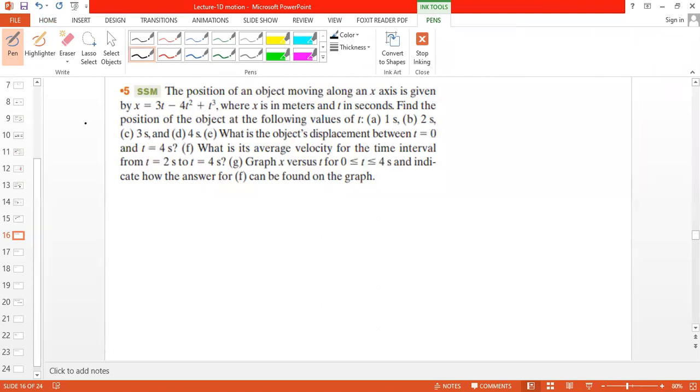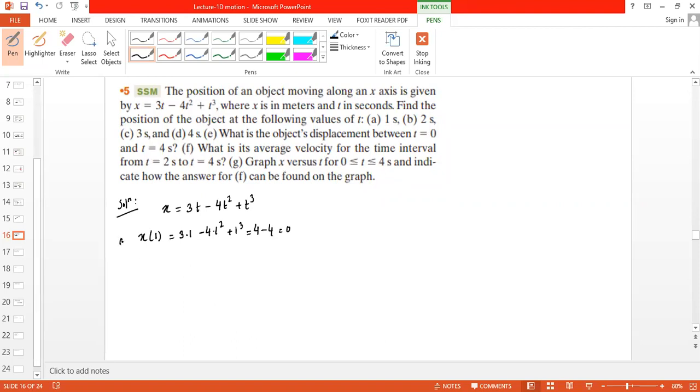So at time t equal to, here you see, solution. The position is defined as x equal to 3t minus 4t square plus t cube, okay? So what do I have to find? I have to find the position at time t equal to 1 second. So position at t equal to 1 second is equal to, you just have to replace t by 1. 3 into 1 minus 4 into 1 square plus 1 cube. That is equal to what? 4 minus 4 equal to 0.